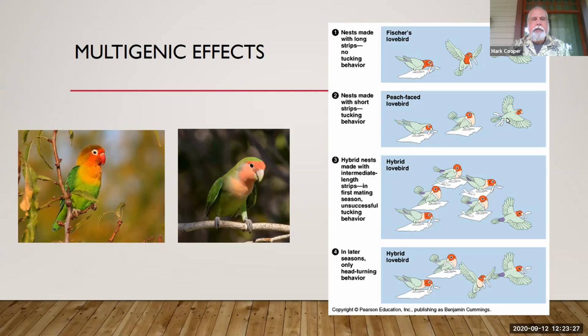Now the hybrid is pretty entertaining, because what happens is you will see that it takes the strip, and then they try to tuck it. In other words, they got that gene in there from the peach-faced lovebird, but they aren't very successful at it. So what happens is they end up flying it with in their beak, like the Fisher's lovebird. But what you will see as it goes on is that the hybrid bird, the lovebird, will find out that it's not effective. So why do it?